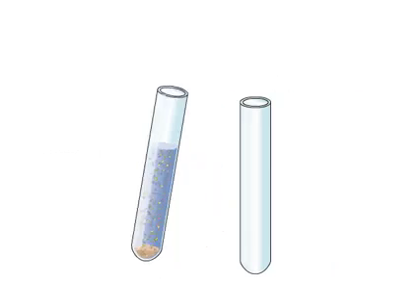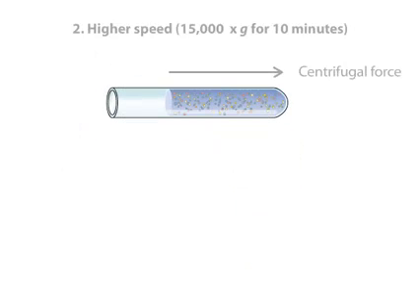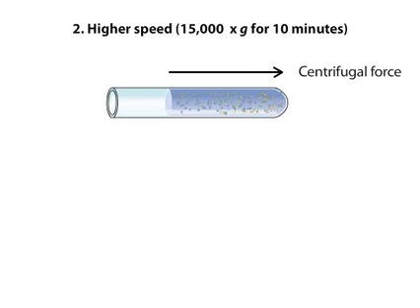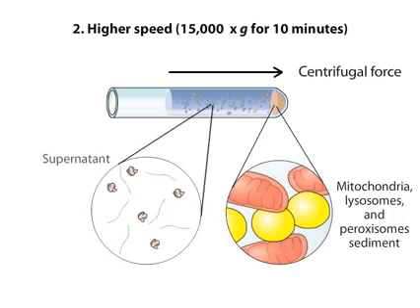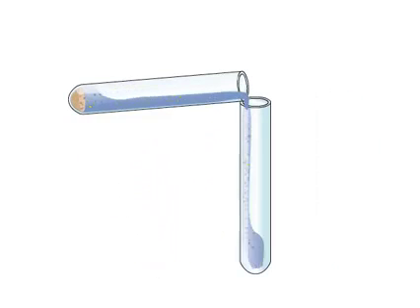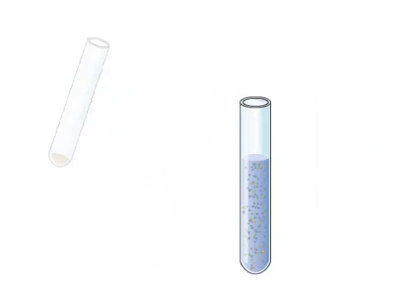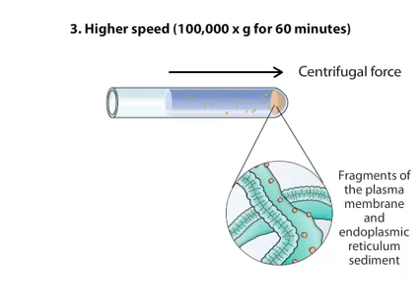The supernatant is now centrifuged at a higher speed, producing a force of 15,000 times the force of gravity for 10 minutes to sediment mitochondria, lysosomes, and peroxisomes. The supernatant contains smaller and less dense components. Recentrifugation of the supernatant at an even higher speed and duration sediments fragments of the plasma membrane and the endoplasmic reticulum.